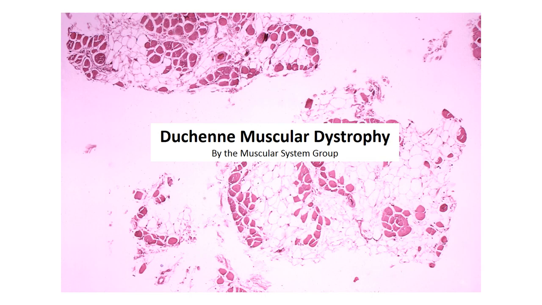Our group is the muscular system, and we focused on Duchenne muscular dystrophy. To start off, some questions are: what is the muscular system? What does the muscular system do? And what is the muscular system made of?